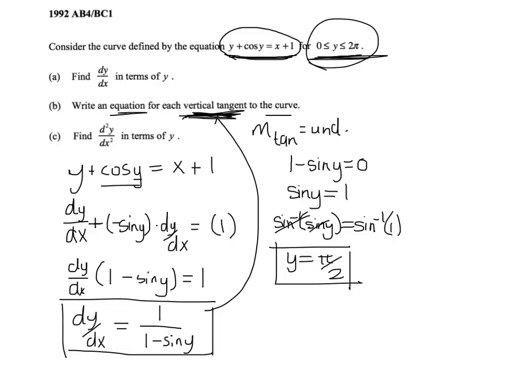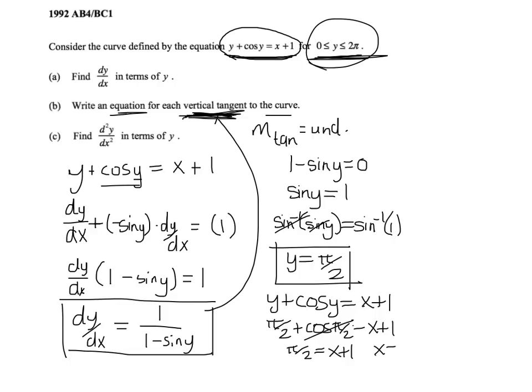Okay? So I've got to plug that y value back into the original equation. Remember, it was y plus cosine y is equal to x plus 1. So we're going to have pi over 2 plus cosine of pi over 2 is equal to x plus 1. Now cosine of pi over 2 is just 0. So we're going to have pi over 2 is equal to x plus 1.